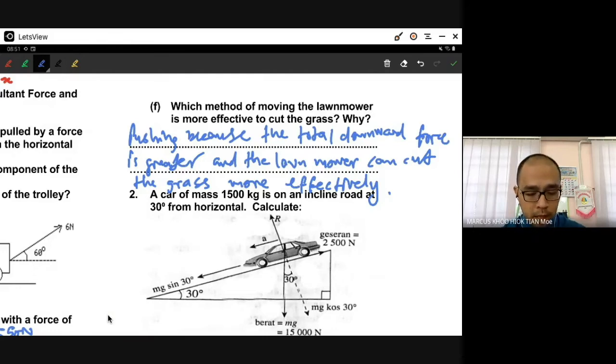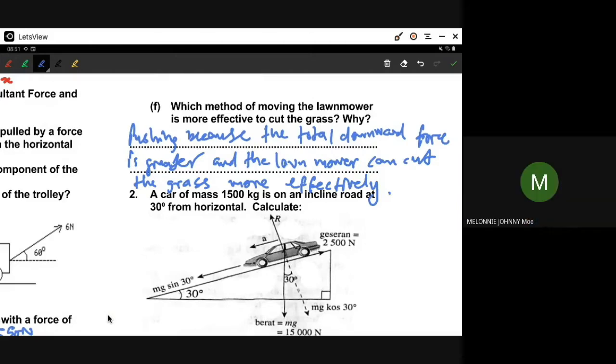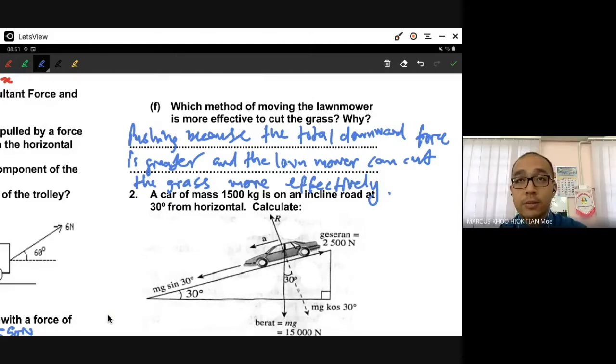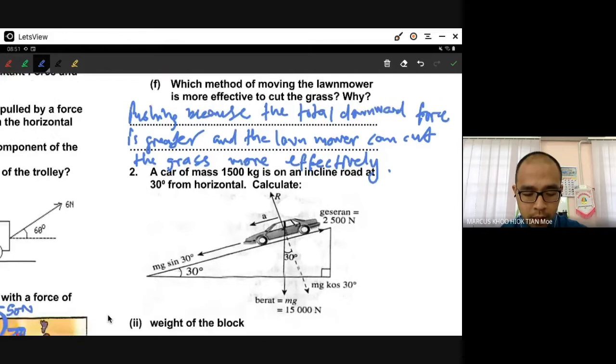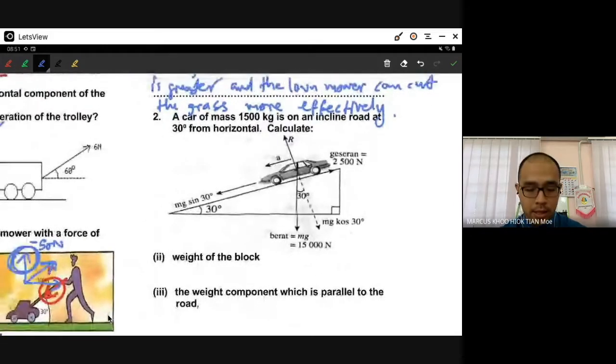All right. Okay, good. Question number 2. Can I move on? Can I continue? Because I kind of want to finish all the questions if possible. Okay. A car of mass 1,500 kilograms is on an inclined road at 30 degrees from the horizontal. Calculate the weight of the block, please.